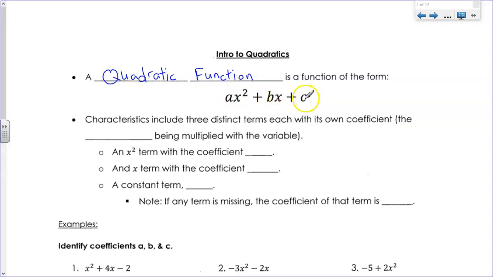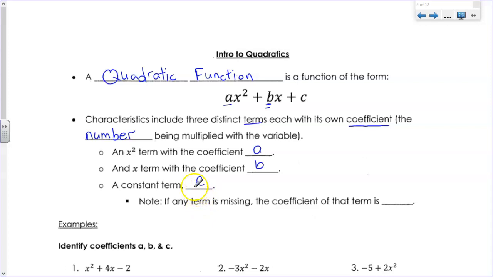This is in standard form. We know that because it's in the highest degree to lowest. Okay. Characteristics include 3 distinct terms, 1, 2, 3 terms, each with its own coefficient. So what do you know about coefficients? We know that it is the number being multiplied with the variable. Okay. An x squared term with the coefficient. So what would the coefficient be here? A. Okay, so that represents a number. An x term with the coefficient b. And then we know c doesn't have a variable, so that is a constant term, and it is going to be c.